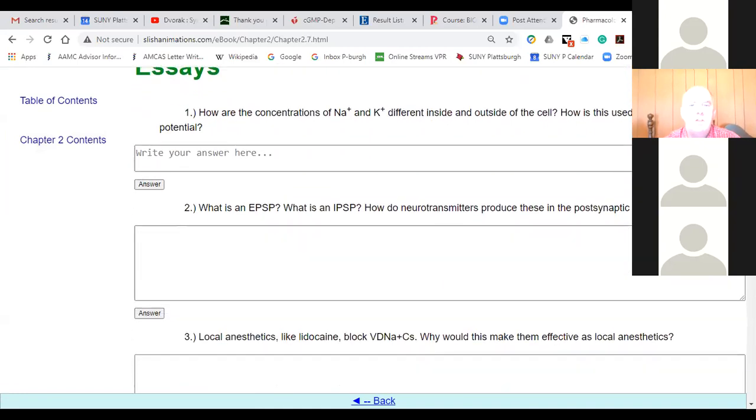Question 1. How are the concentrations of sodium and potassium different inside and outside the cell? How is this used to produce an action potential? Let's just answer the first question. How is the concentration different inside and outside? In other words, which is high inside and which is high outside? I'm waiting. Sodium is higher outside and potassium is higher inside. Right, exactly. And what does that have to do with the action potential? How does that affect it?